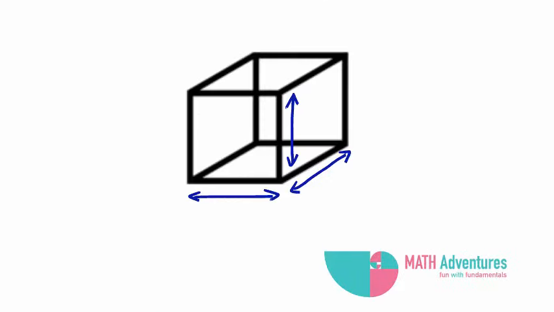A cube has six square surfaces called faces. Its length, breadth and height are all equal. So we will say length is equal to breadth is equal to height, which is equal to A. So we will note that the side of the cube is A.